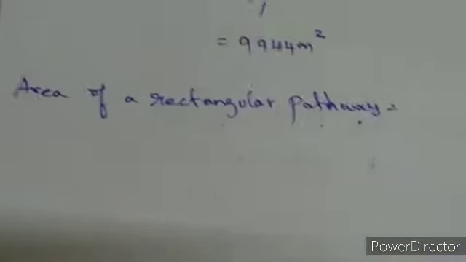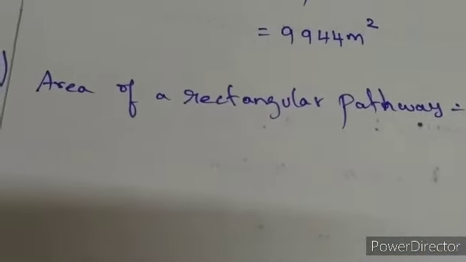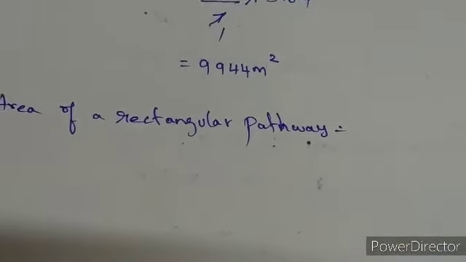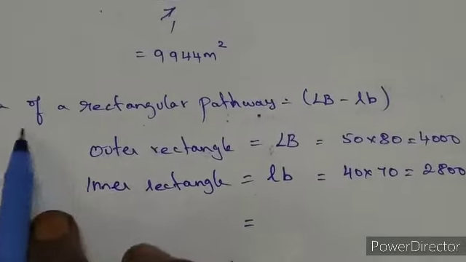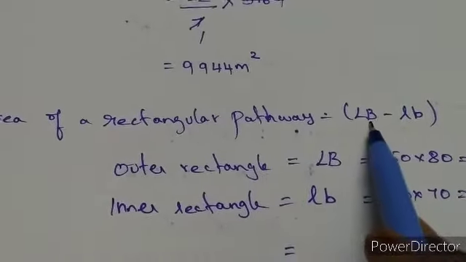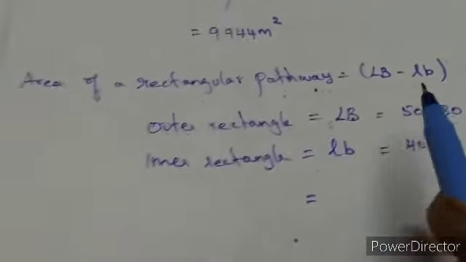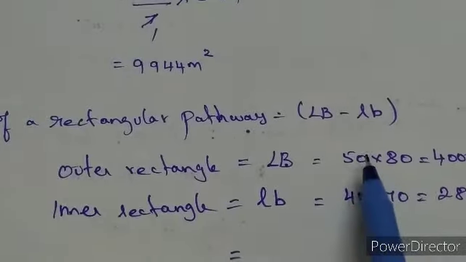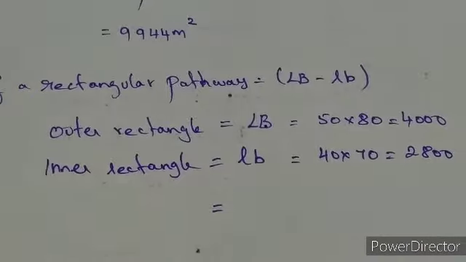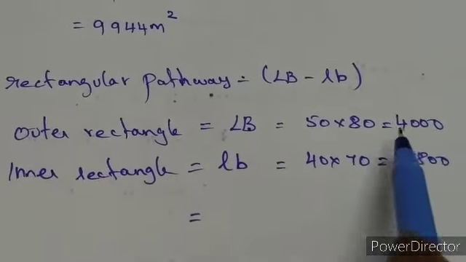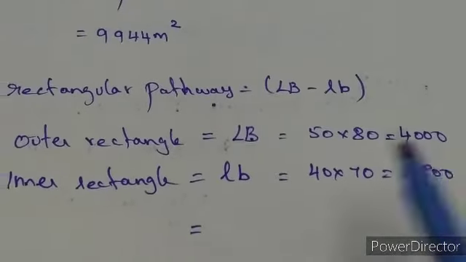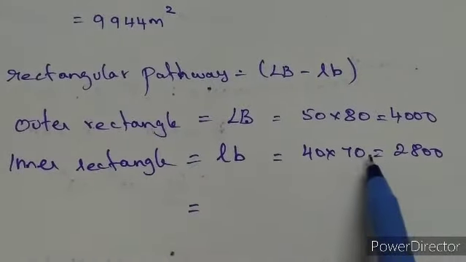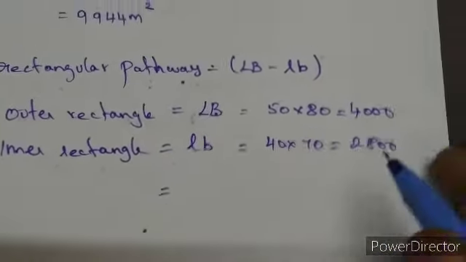Area of a rectangular pathway equals capital LB minus small lb. The outer rectangle has length and breadth 50 and 80 meters, so first multiply 50 into 80 to find the outer rectangle area, which is 4000. The inner rectangle has length 40 and breadth 70, so 40 into 70 is 2800 meter square.